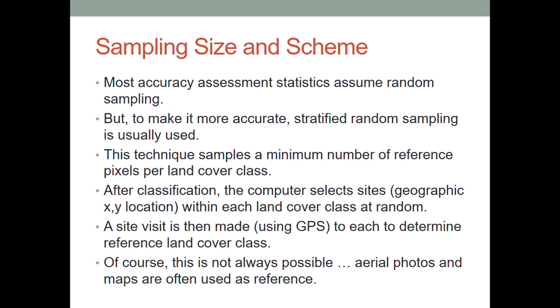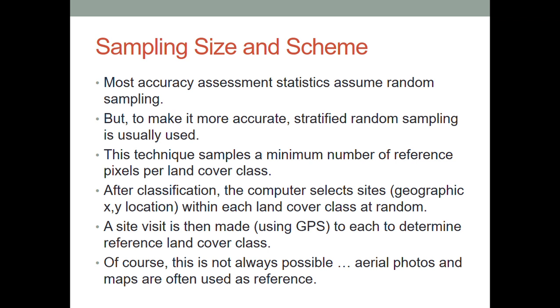Most accuracy assessment statistics assume random sampling. However, to make it more accurate, we suggest that you can do stratified random sampling. This technique samples a minimum number of reference pixels per land cover class. After we do the classification, the computer selects sites within each land cover class at random, generating X and Y locations randomly. Then we do the site visit, using the GPS to key in the coordinates decided by the computer. You go there and then you determine it.